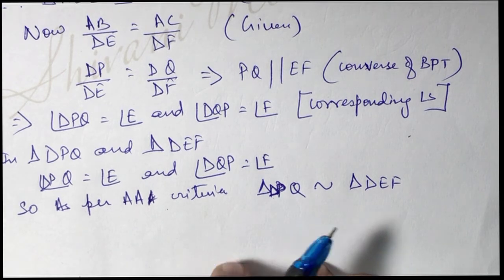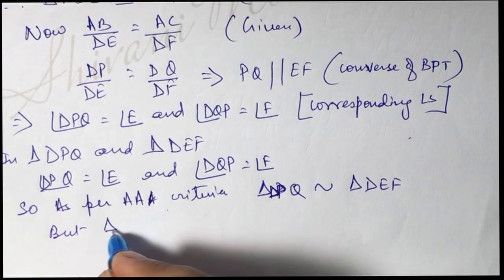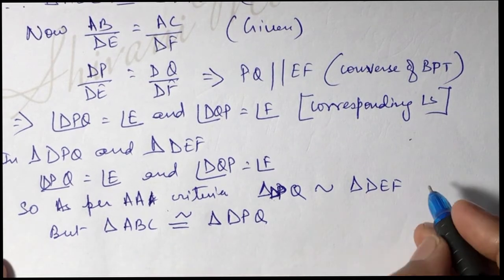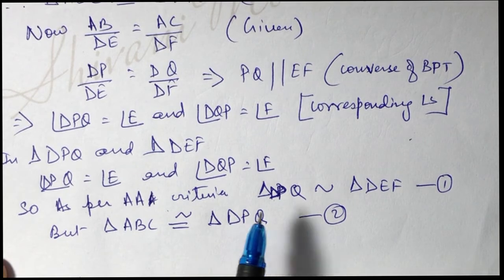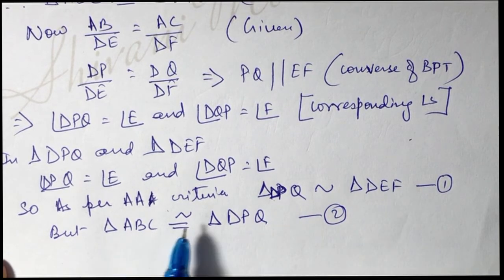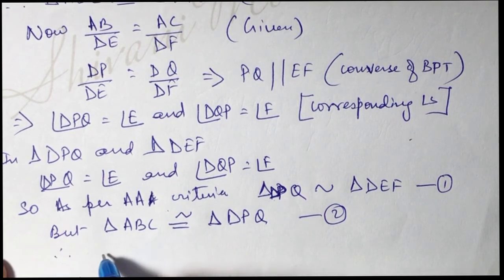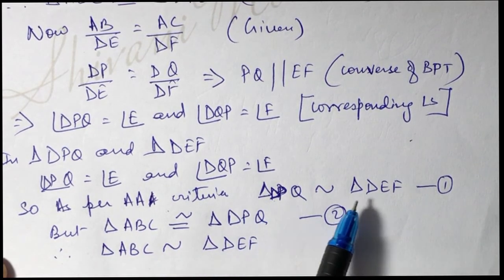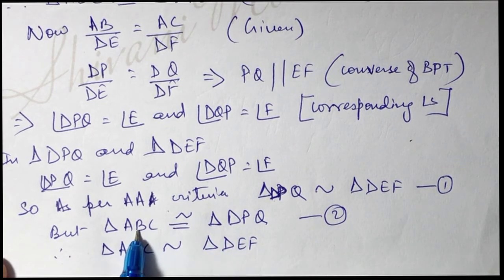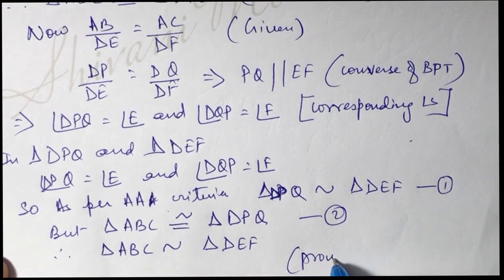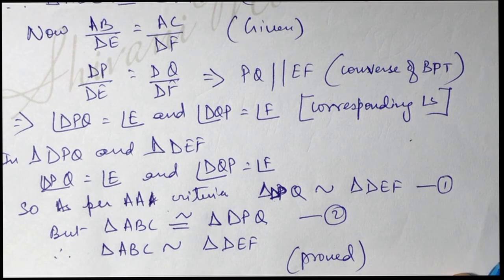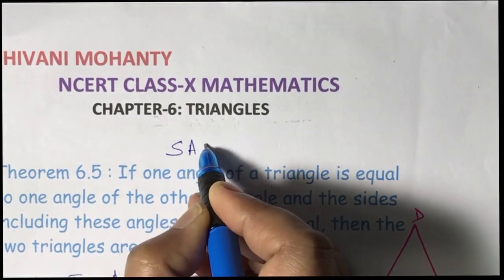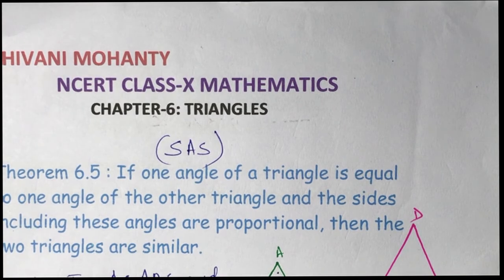Now you have already proved that triangle ABC is congruent to triangle DPQ. I am naming this as equation 1 and this as equation 2. See, DPQ is similar to DEF, but ABC is congruent to DPQ. So what can I write? Therefore, triangle ABC is similar to triangle DEF. Yes or no? Proved. Fine. So this is your theorem number 6.5. And what is this criteria known as? It is your SAS criteria. So with this, we finish both the theorems.